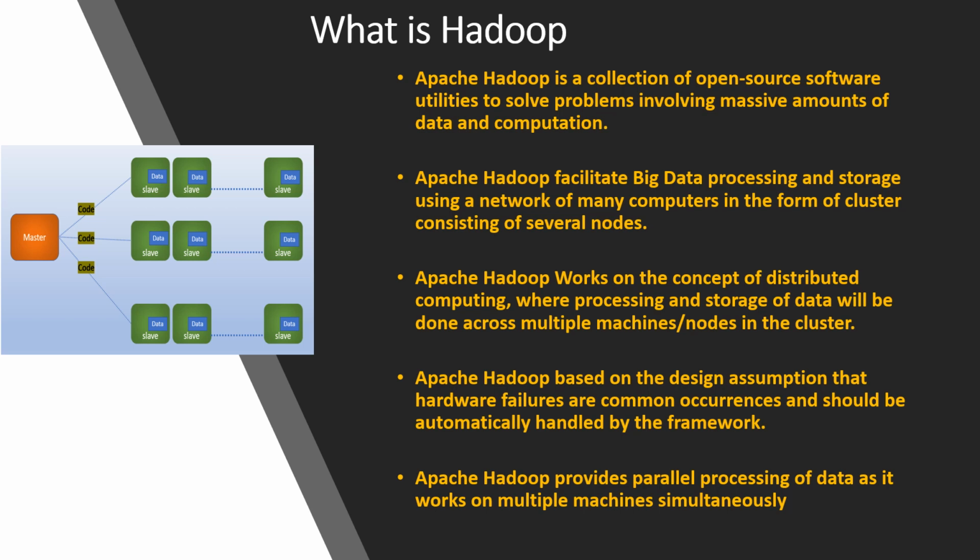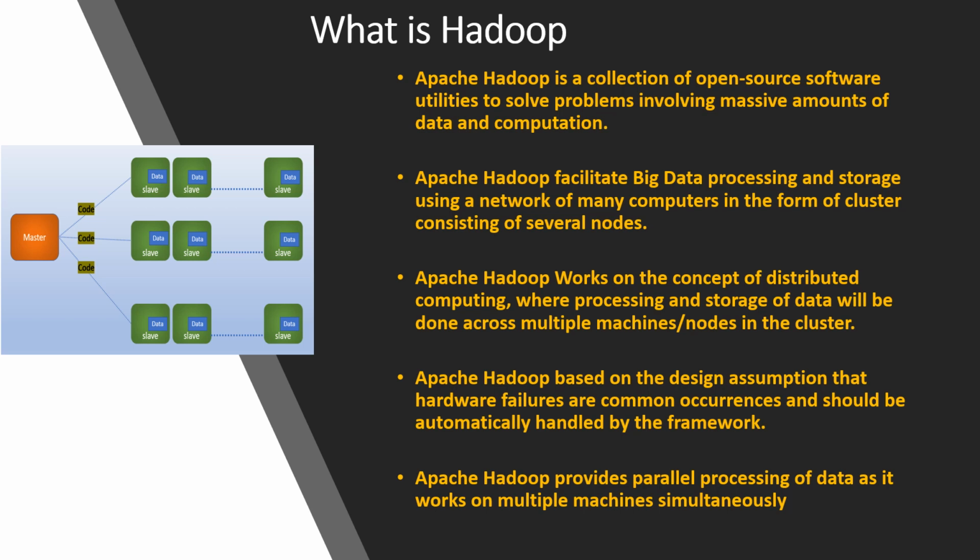So if you can see in the picture here, Apache Hadoop is on the architecture lines of master slave. There would be one master node and the rest of the nodes in the cluster would be the slave nodes, and all the data processing in the Apache Hadoop world will happen in parallel across all these slave nodes.